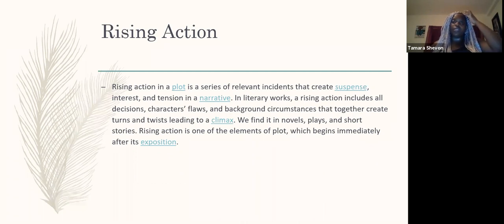Okay, so what this means is that it's the cycle of things that keep going after the inciting incident that actually starts to make you feel like this is actually going to blow up. It's going to be a problem. So in literary works, a rising action includes all the decisions, character flaws, and background circumstances that together create turns and twists leading to the climax. We find it in novels, plays, and short stories. The rising action is one of the elements of plot, which begins immediately after exposition.